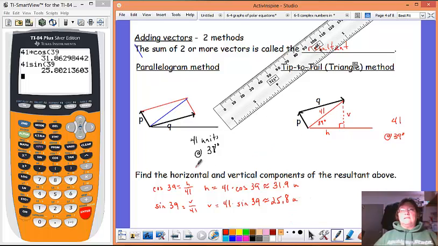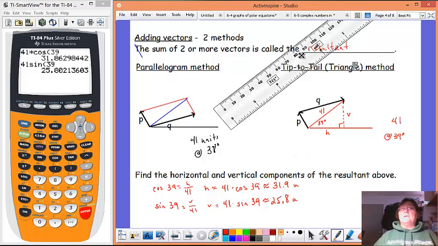Okay, and again, to do this, what we did was box in a right triangle between our resultant and the horizontal. We know the angle, or we can find the angle. We said vertical stuff goes with sine, horizontal stuff goes with cosine, and we went from there.